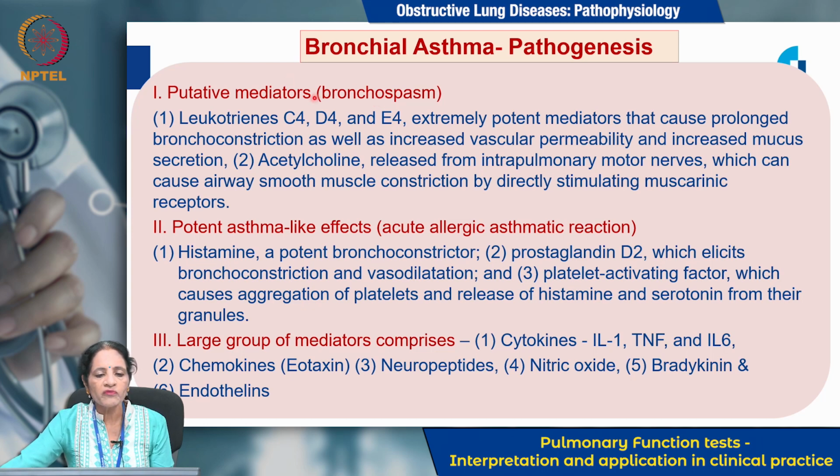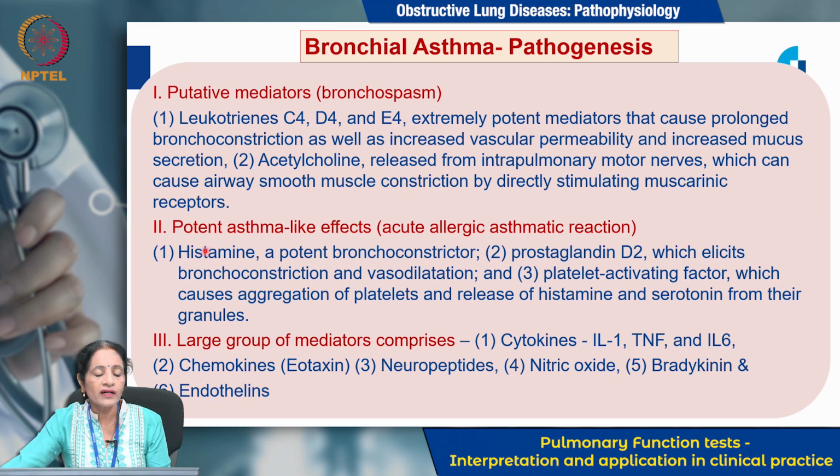The putative mediators for bronchospasm are leukotrienes C4, D4 and E4. There are drugs targeting these chemical mediators, the leukotrienes. These are extremely potent mediators that cause prolonged bronchoconstriction as well as increased vascular permeability and increased mucus secretion. Then the other important putative mediator is acetylcholine, which is released from the intrapulmonary motor nerves, which can cause airway smooth muscle constriction by directly stimulating the muscarinic receptor. So, this is a neurogenic constriction.